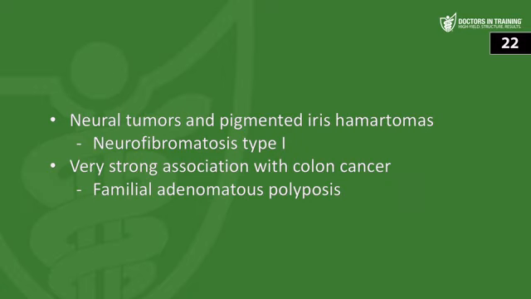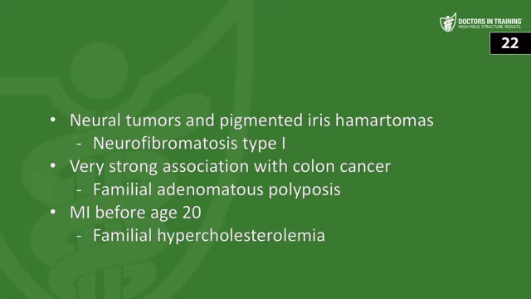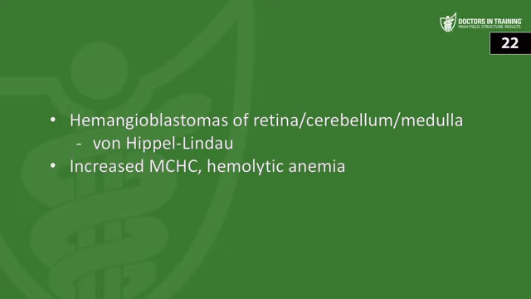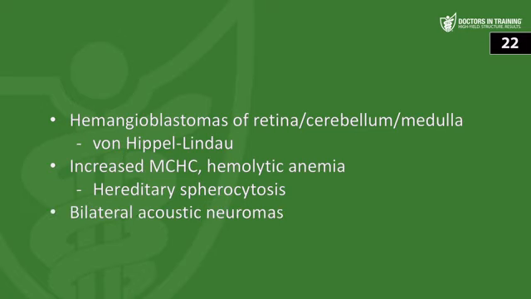Remember, it's that APC gene mutation. MI before age 20, that's going to be familial hypercholesterolemia. Hemangioblastoma of the retina, cerebellum, and medulla, that's going to be von Hippel-Lindau. Increased MCHC in hemolytic anemia. Again, think about hereditary spherocytosis. Bilateral acoustic neuroma, so you're going to have that hearing loss. That's going to be neurofibromatosis type 2.